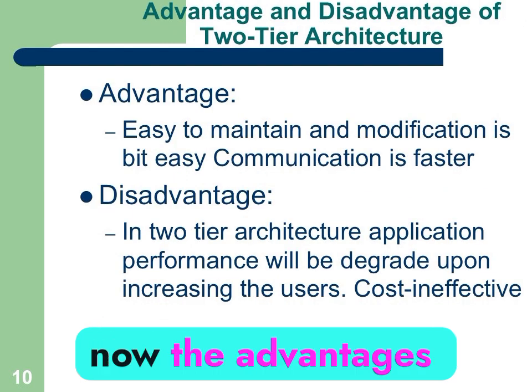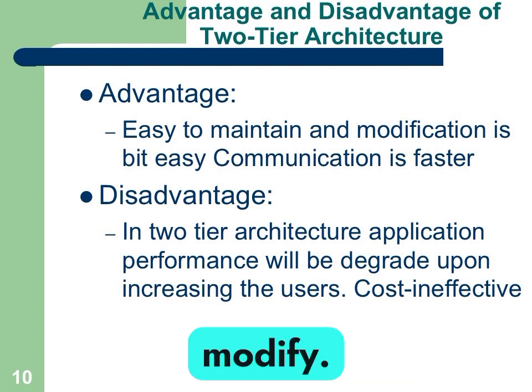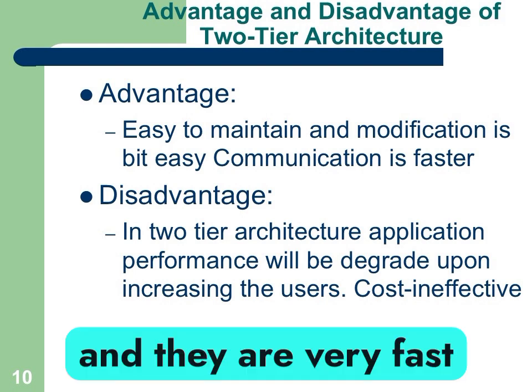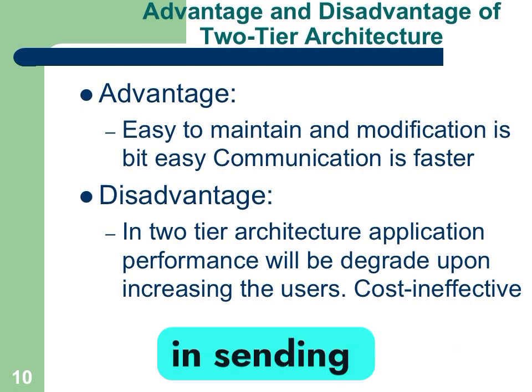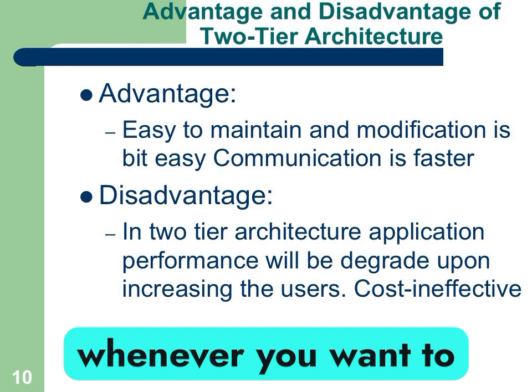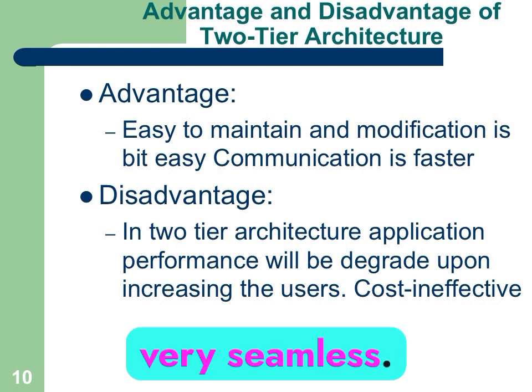So the advantages of this two-tier architecture are that they are easy to maintain and modify. They are very, very easy to maintain and modify, and they are very fast in sending communication between the client and its server. Whenever you want to send communication, the transmission is very seamless.